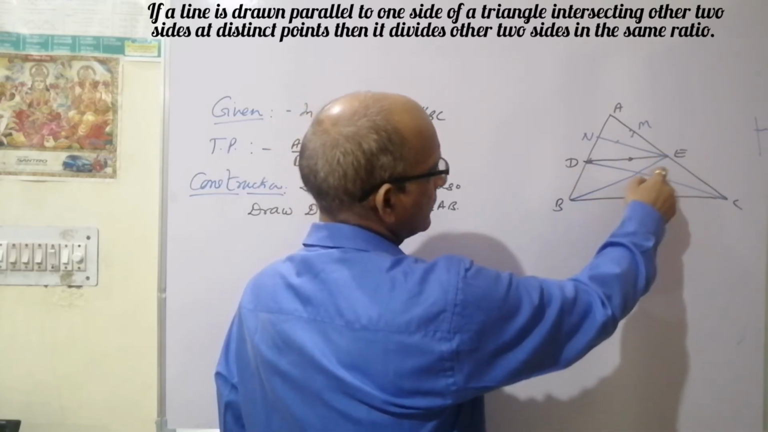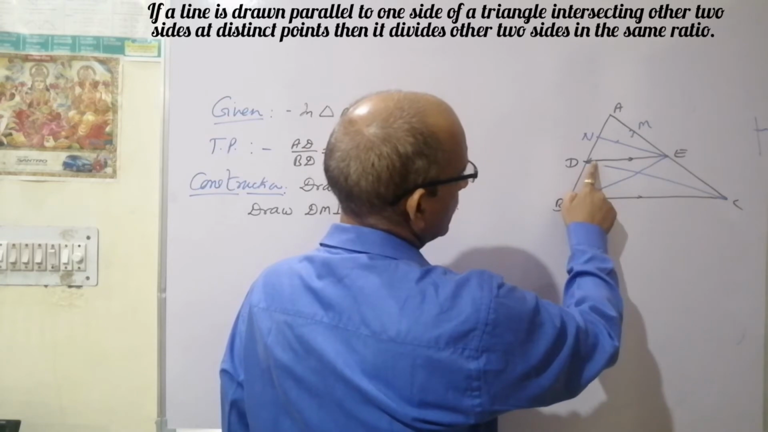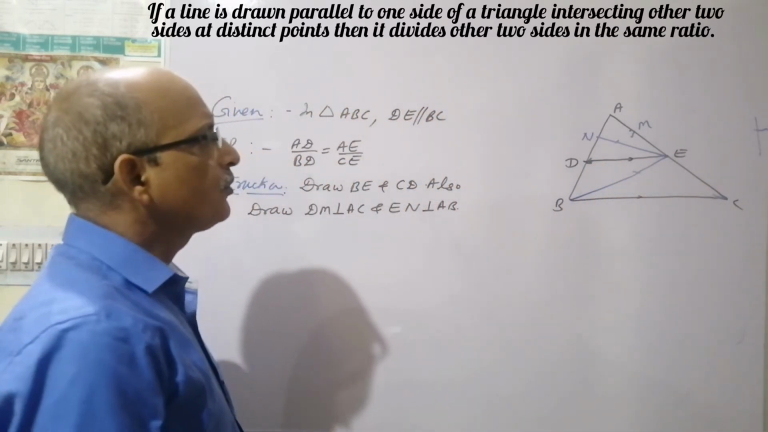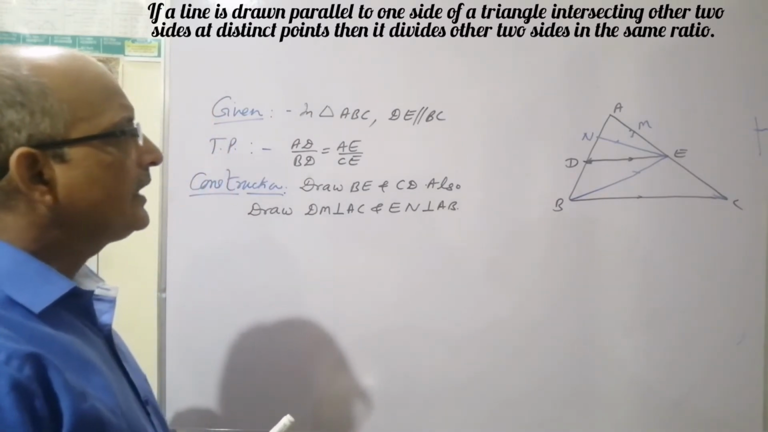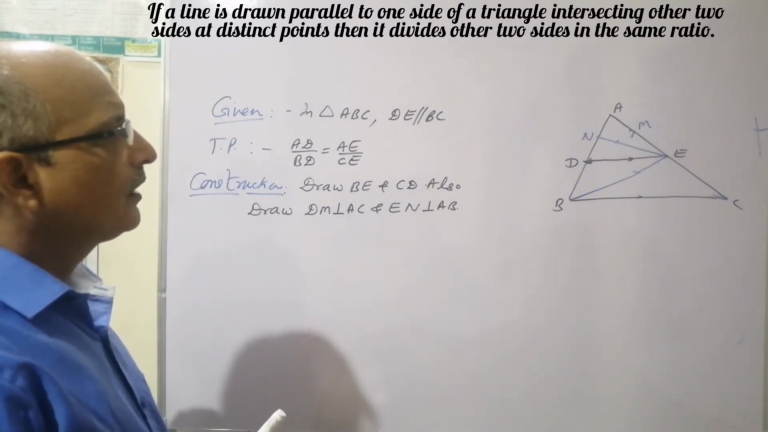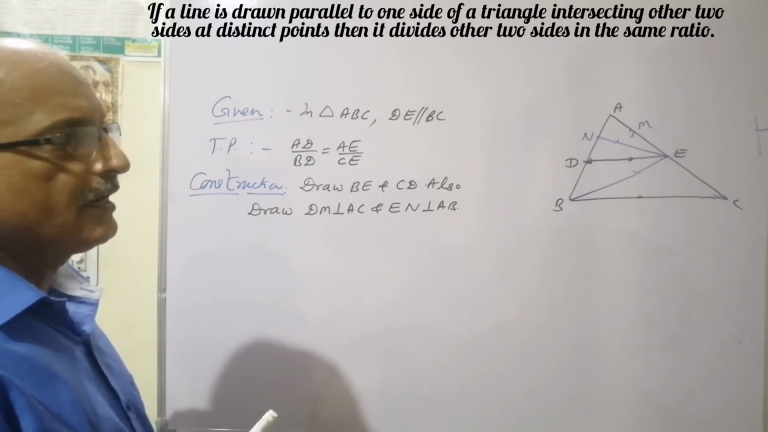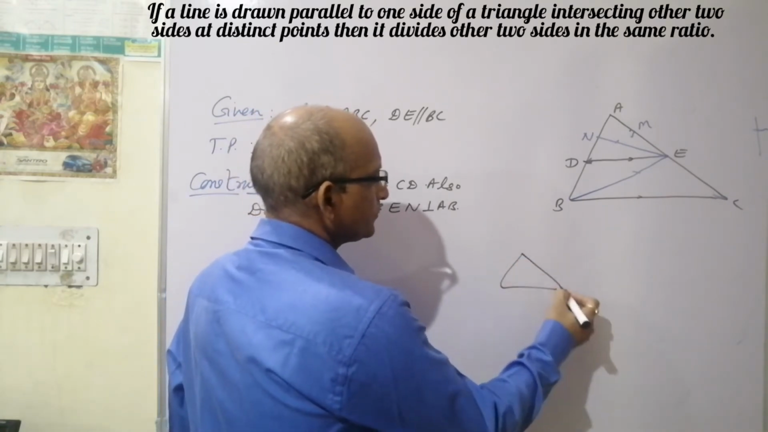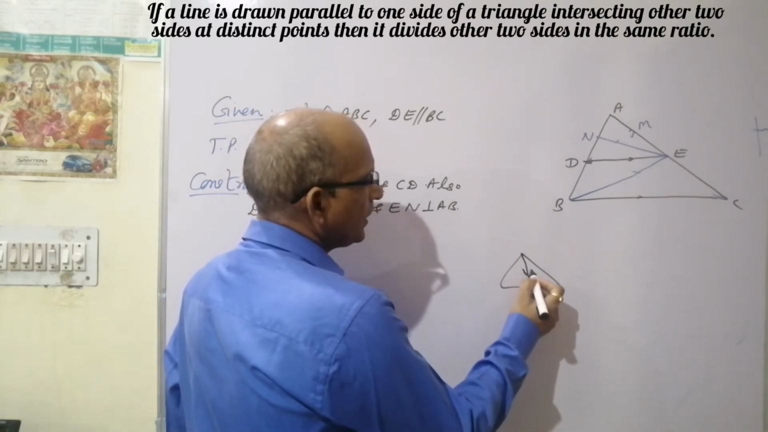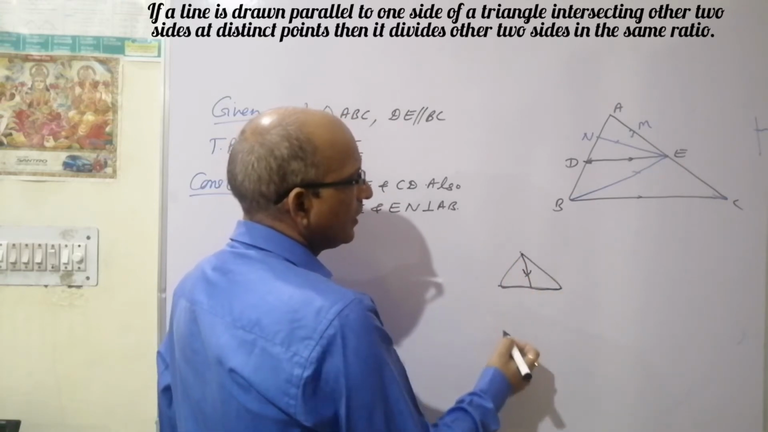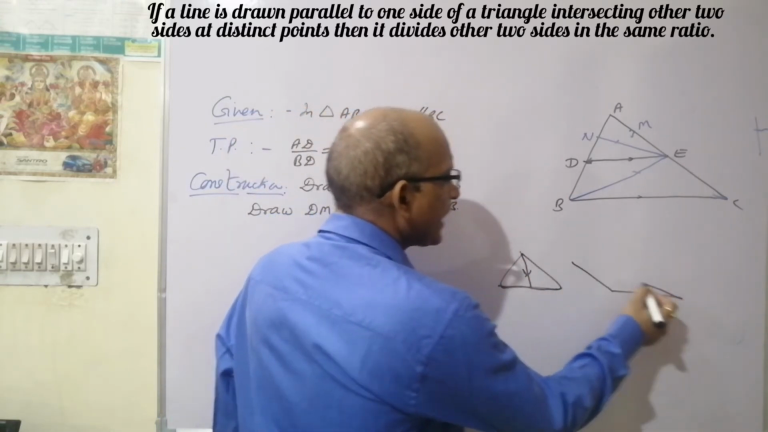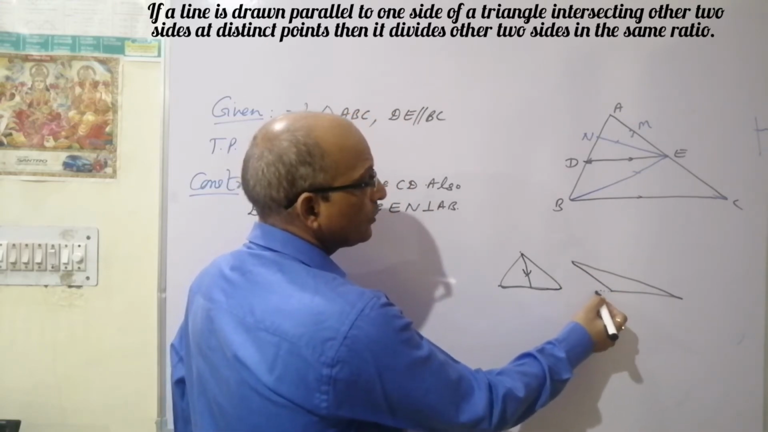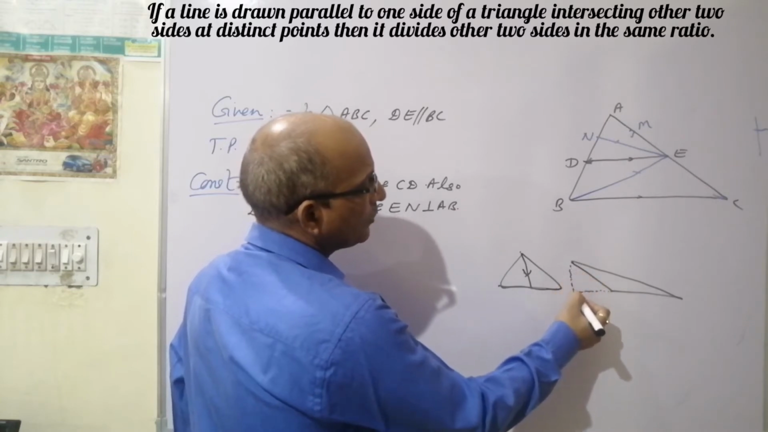Get it erased shortly. Now we have two triangles, ADE and BDE, with the same height EN. For that I would like to highlight, if a triangle is this, then the height is the perpendicular from the vertex to the base. If the triangle is in this form, an obtuse triangle, then to get the height of this triangle we can't take it directly. We have to produce the base and drop a perpendicular over here.